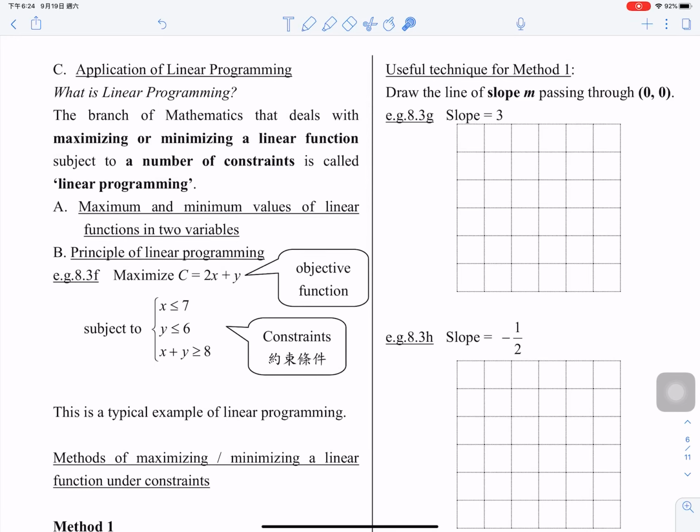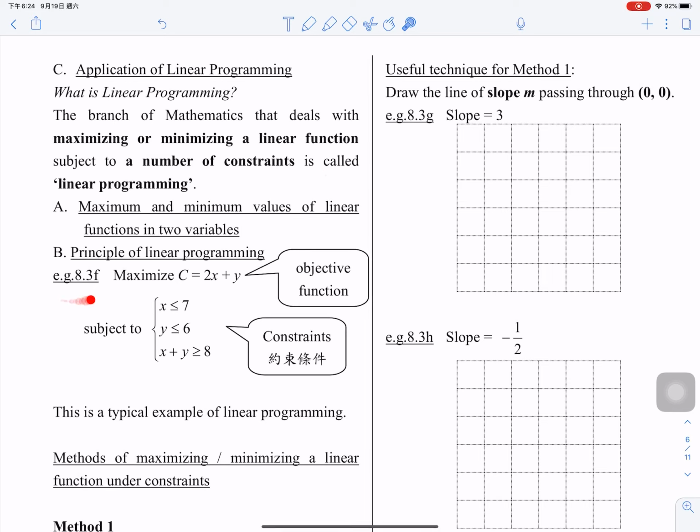C. Application of linear programming. Have a look. What is linear programming? This is actually a branch of mathematics that deals with maximizing or minimizing a linear function subject to a number of constraints, and it's called linear programming.